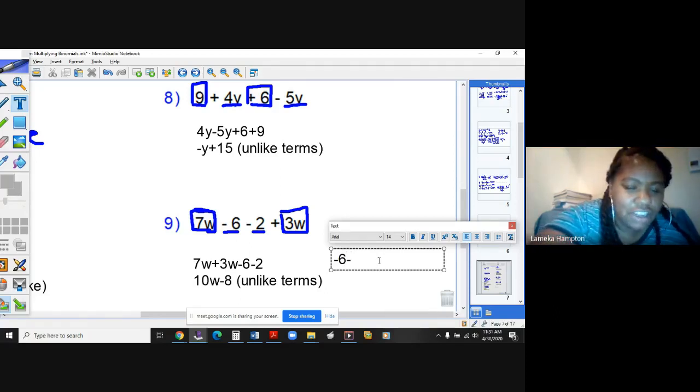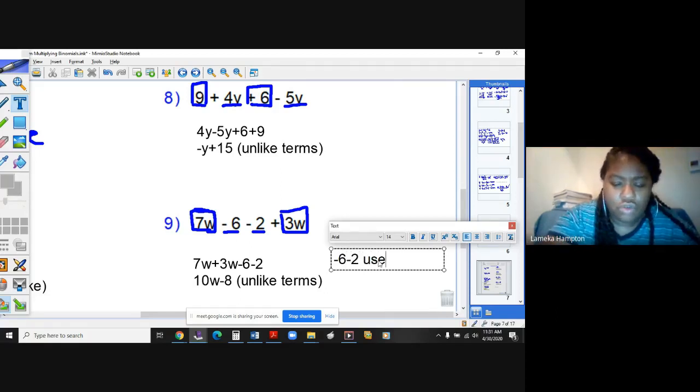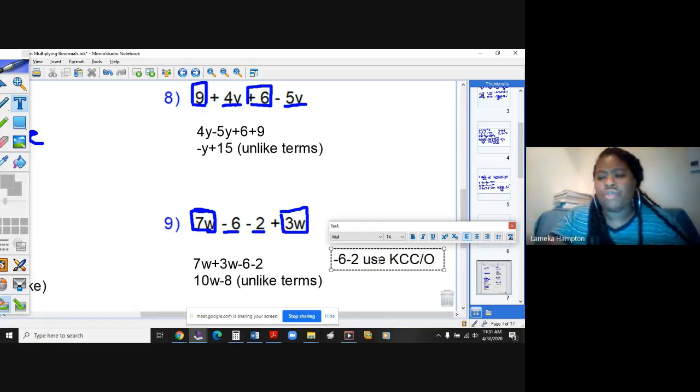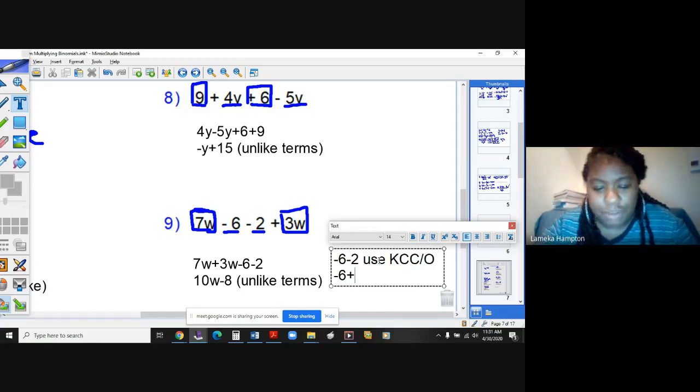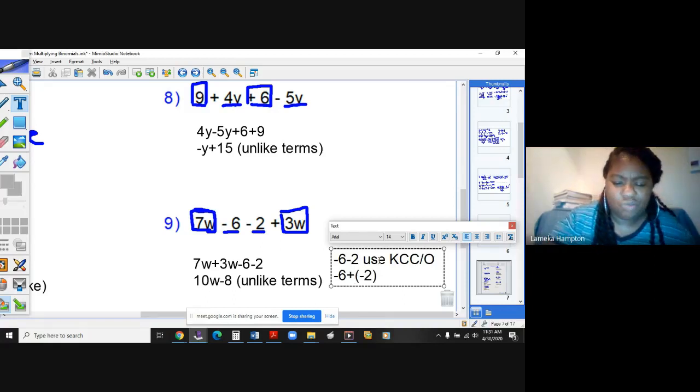-6 minus 2. I'm going to use keep change or keep change opposite, whichever you learned. It doesn't matter. We keep the -6 the same. We change the subtraction to addition because they are inverse operations. And we change the second number to the opposite. The opposite of 2 is -2. You see how I put my second number in parentheses. So when I do that, my answer is -8.